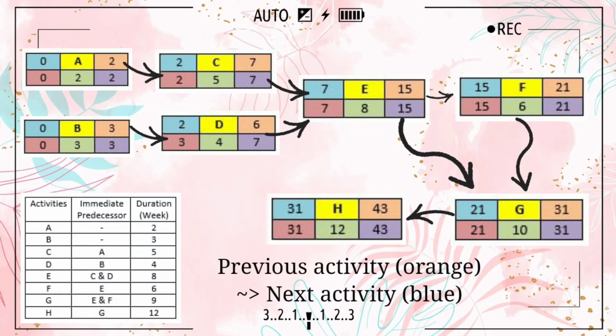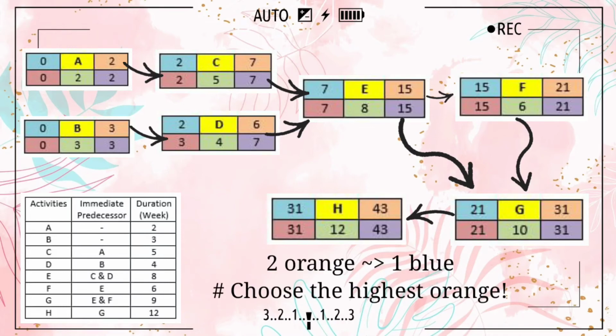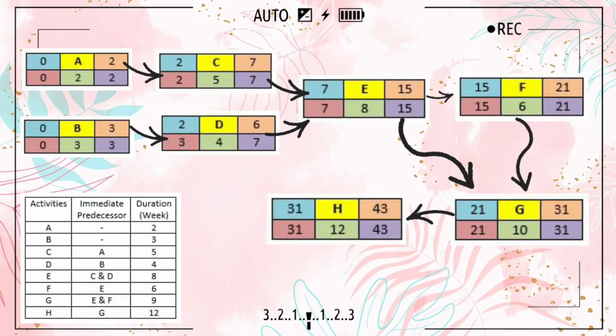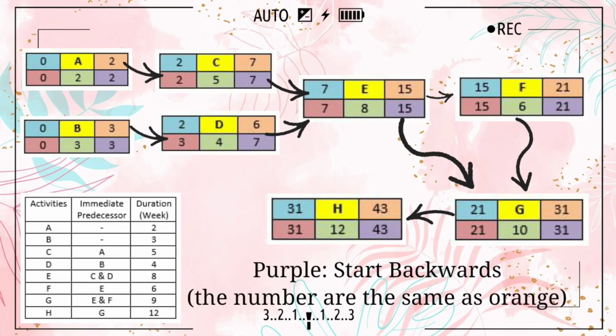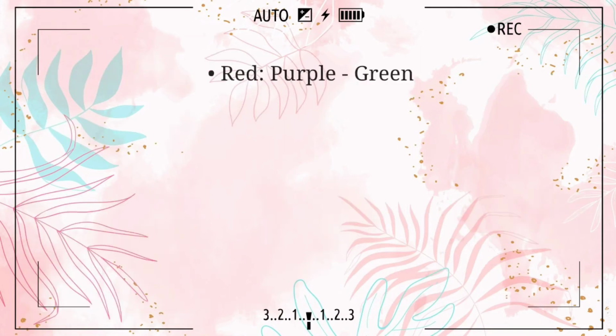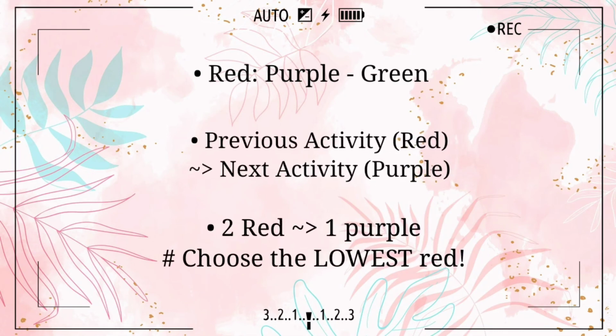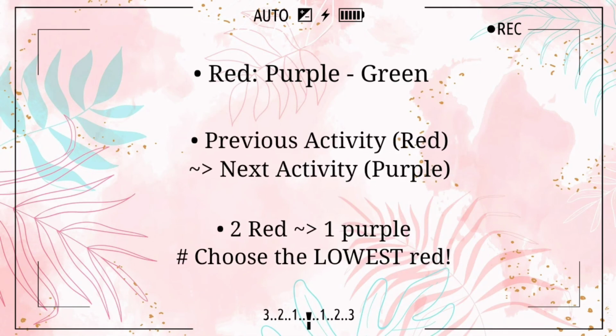Okay, so after that, the orange box of the previous activity will be brought to the next activity in the blue box. Okay, but if there are two orange boxes going to one activity, we just choose the highest number. Okay, so now moving on to the purple box. For the purple box, we have to start at the last activity, which in this case is H. Okay, since I don't have enough time, I'll just list all the activities for the next step.